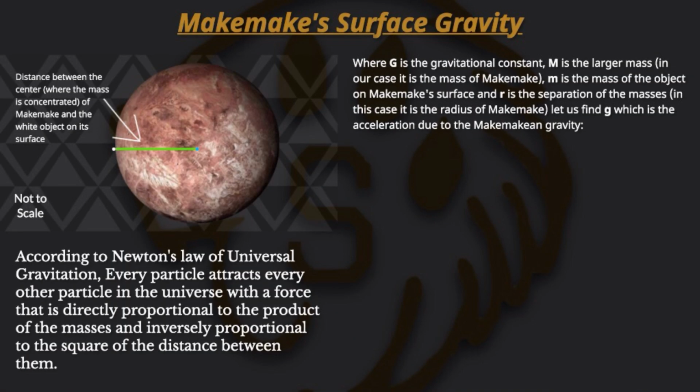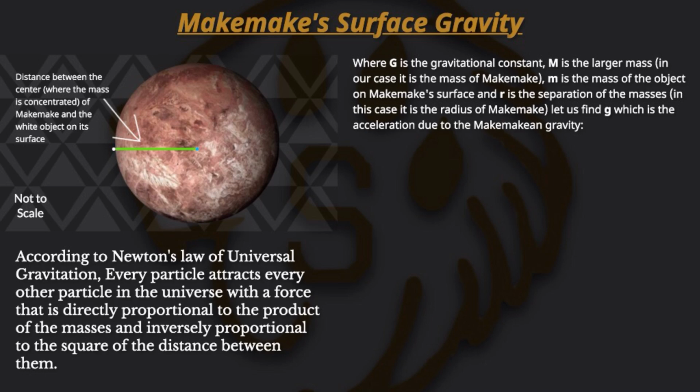By now you should realize that we're going to be looking at gravity, so hence we have this topic which says Makemake's surface gravity. So according to Newton's law of universal gravitation, every particle attracts every other particle in the universe with a force that is directly proportional to the product of the masses and inversely proportional to the square of the distance between them.